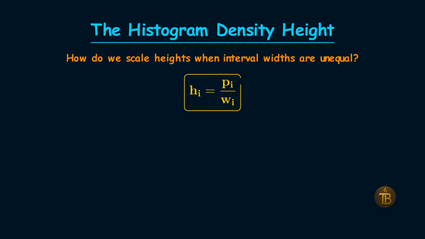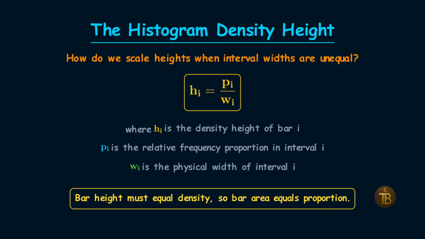We use the density formula. We calculate the density height of bar i, denoted as h sub i, by dividing the relative frequency proportion, denoted as p sub i, by the physical width of the interval, denoted as w sub i. This ensures the bar's area represents its true proportion.